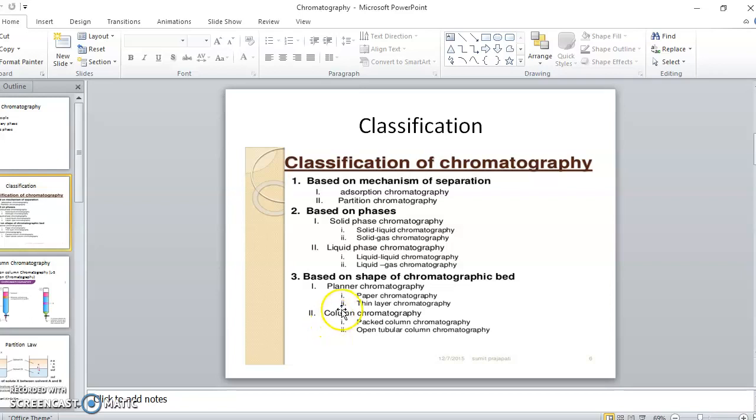Now you have column chromatography. Here the stationary phase is prepared in a column manner, a long column. That's why it is called column chromatography.